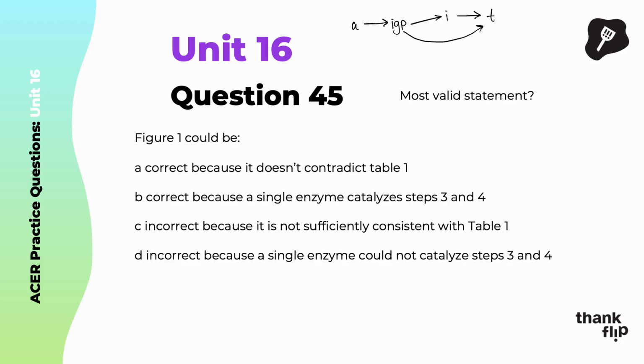First of all, let's look at our figure. We have step 1, that's creating anthranilic acid. Then we have step 2, which is changing anthranilic acid to IGP. Then we have step 3, which is converting IGP into indole, and it's one of the steps that's helping convert IGP into tryptophan as well. Then step 4 is the conversion of indole and IGP into tryptophan, and these are both catalyzed by serine.